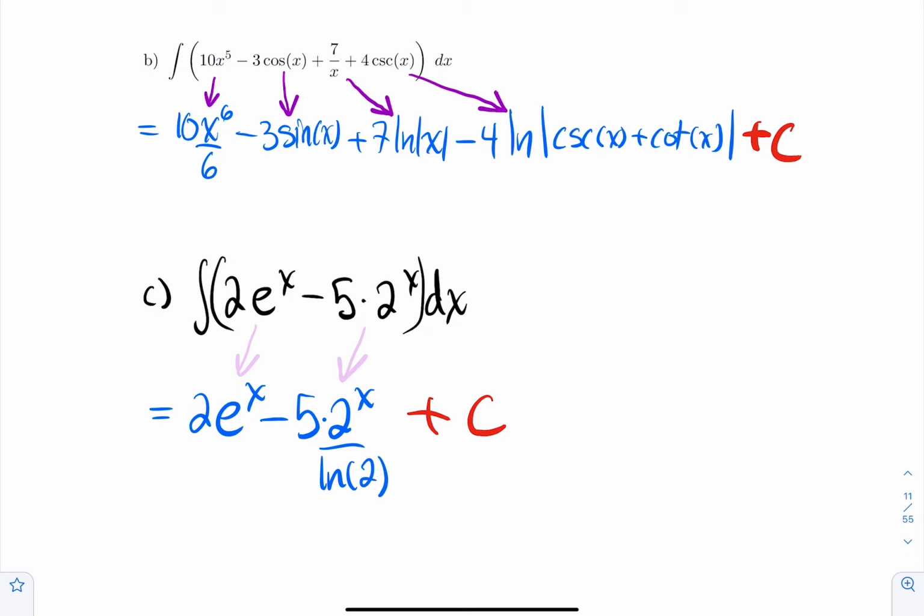And then one extra that is not in your notes that I want you to add. Let's integrate 2 times e^x minus 5 times 2 to the x. Because the integral of e^x is e^x, the integral of 2e^x will be 2e^x. But now because the integral of 2^x is 2^x divided by ln 2, for the integral of 5 times 2 to the x, be careful, the 5 is not within the base here. So it's going to be 5 times 2 to the x over ln of 2 plus c.